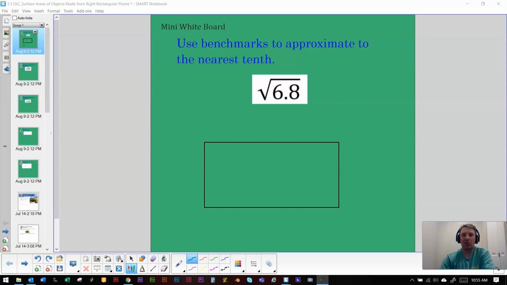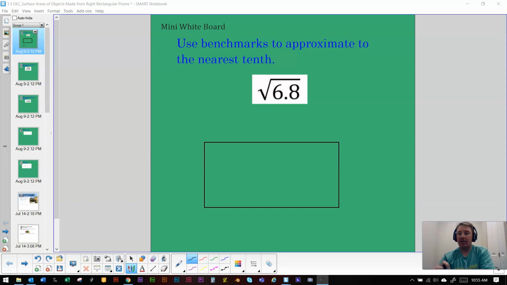It says use a benchmark to approximate to the nearest tenth, so to 1 decimal place. We could just do the quick and dirty estimation method where we say, well, 6.8 is close to 7. And the perfect squares that we know that are close to 7 are 4, which is 2 times 2, and 9, which is 3 times 3. So you kind of decide yourself, is it closer to 9 or is it closer to 4? Well, 7's closer to 9, so we'll use that. But it's not quite 9, so it's not going to be 3, so we might estimate it to be somewhat less than 3, maybe 2.7 or something like that.